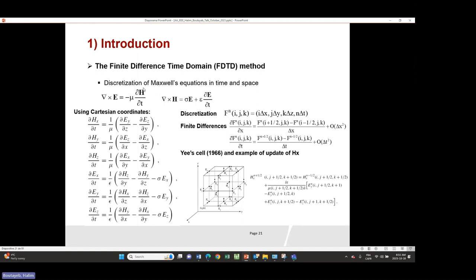Now I want to present the finite difference time domain method, so FDTD. This is based on the discretization of Maxwell equations in time and space. We have the curl of the electric field equal to minus mu times delta H over delta T. So E is the electric field, H the magnetic field, and mu the permeability. And then we have the curl of H equal to sigma E plus epsilon delta E over delta T. H is the magnetic field, E the electric field, sigma the conductivity, and epsilon the permittivity. Maxwell equations can be written using Cartesian coordinates. They will have this form. So this is here in an isotropic medium. So in, for example, free space or a dielectric medium.